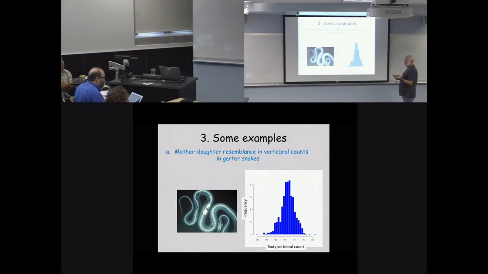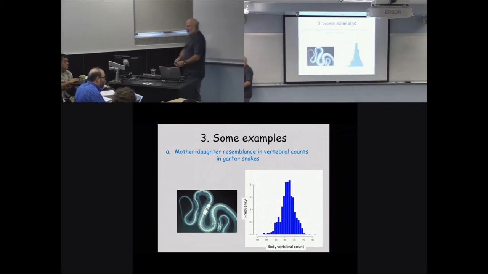We're going to have one parent, mom, and we're going to have the vertebral counts of her daughters. Why are we doing mothers and daughters? Well, there's sexual dimorphism. If we just look within a sex, we don't have to worry about that irritating complication. We're not going to cry about it. We're going to find a way around it and go forward.